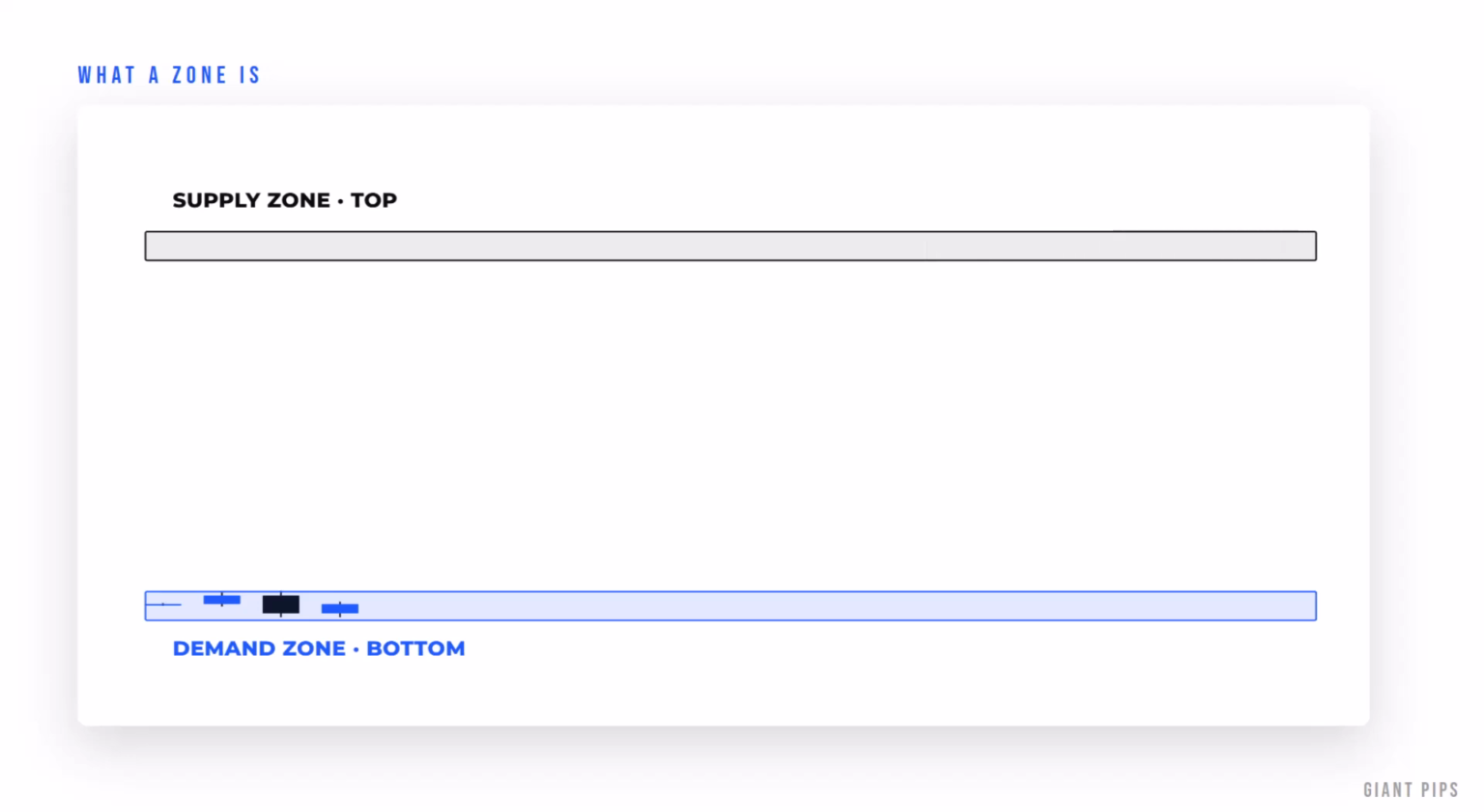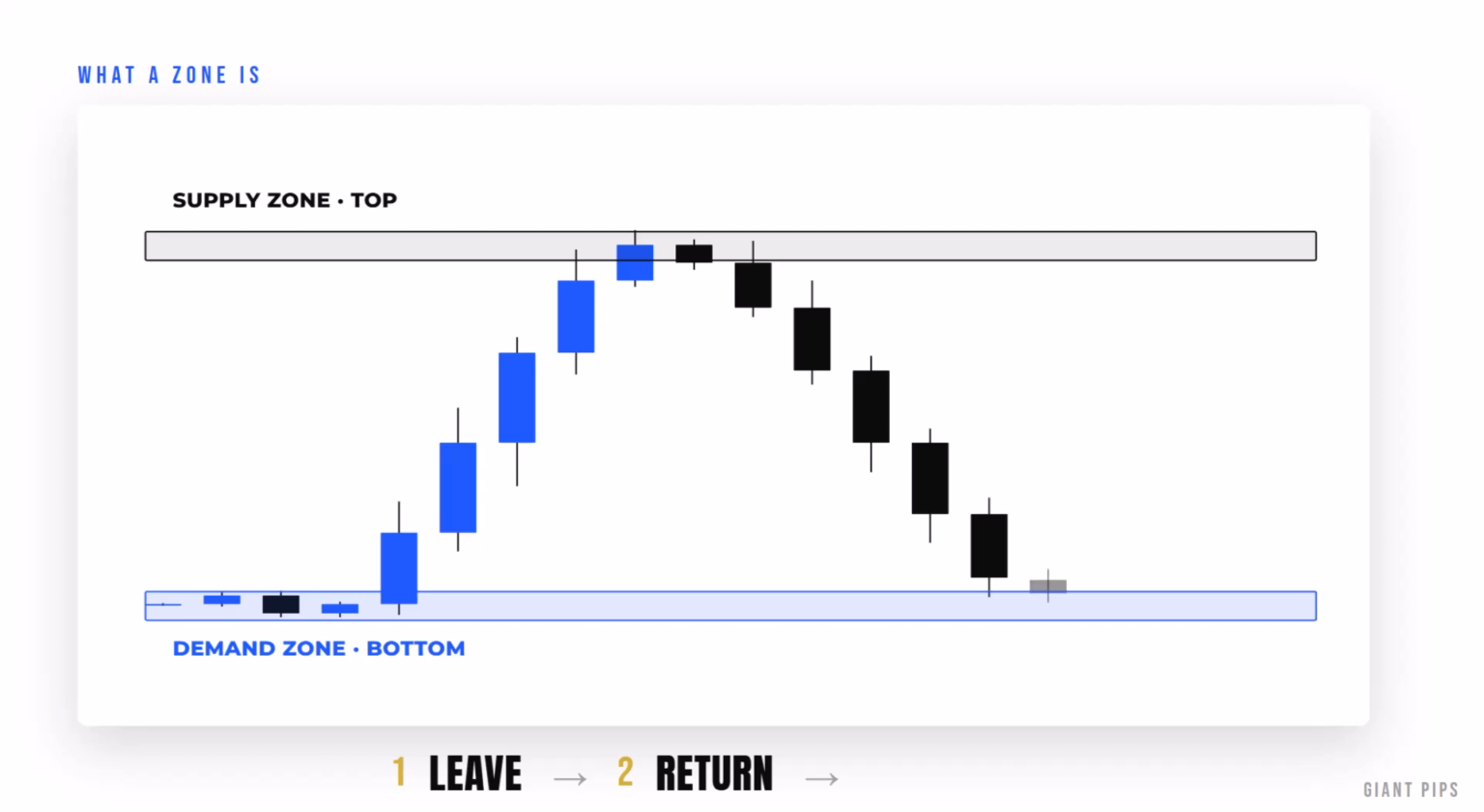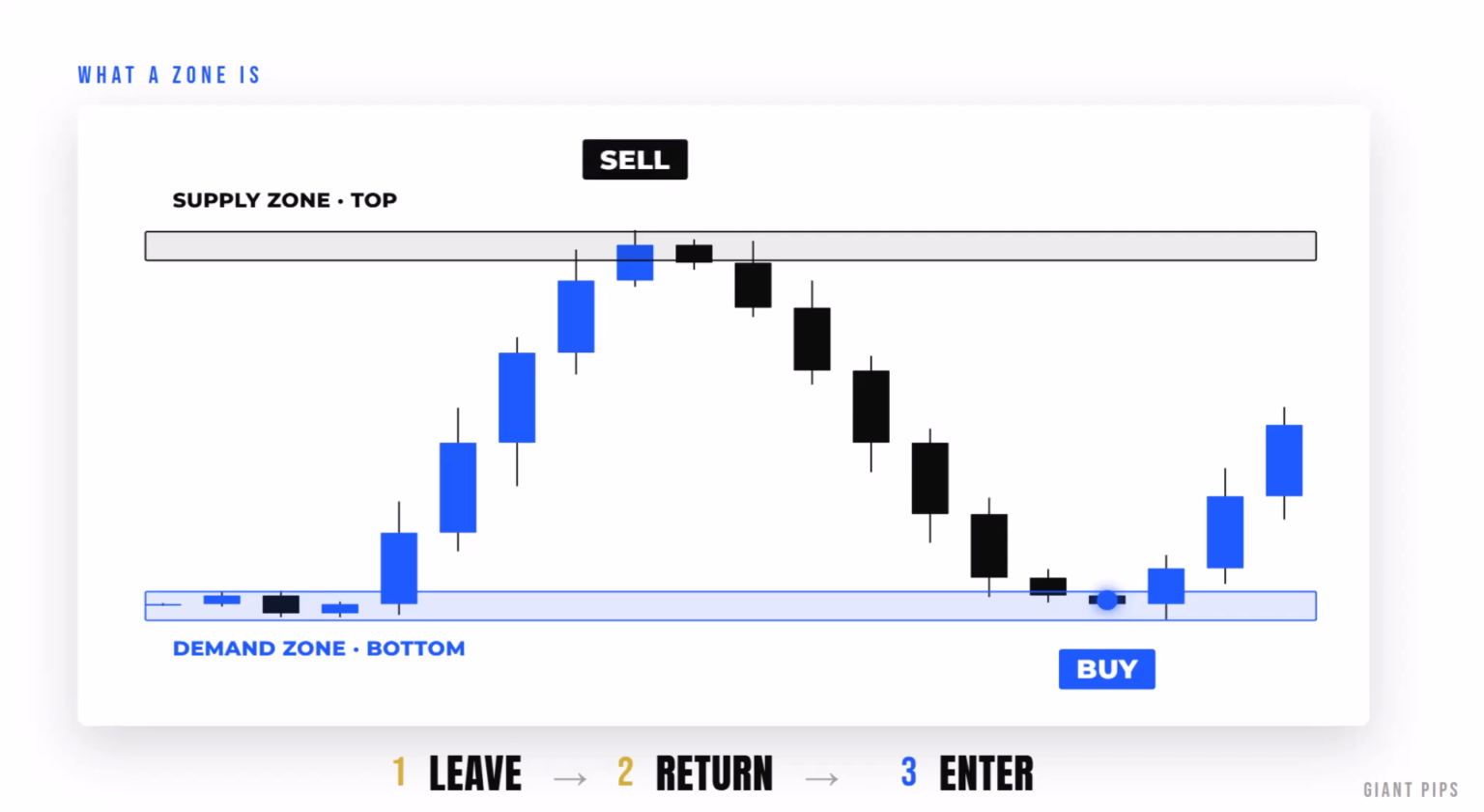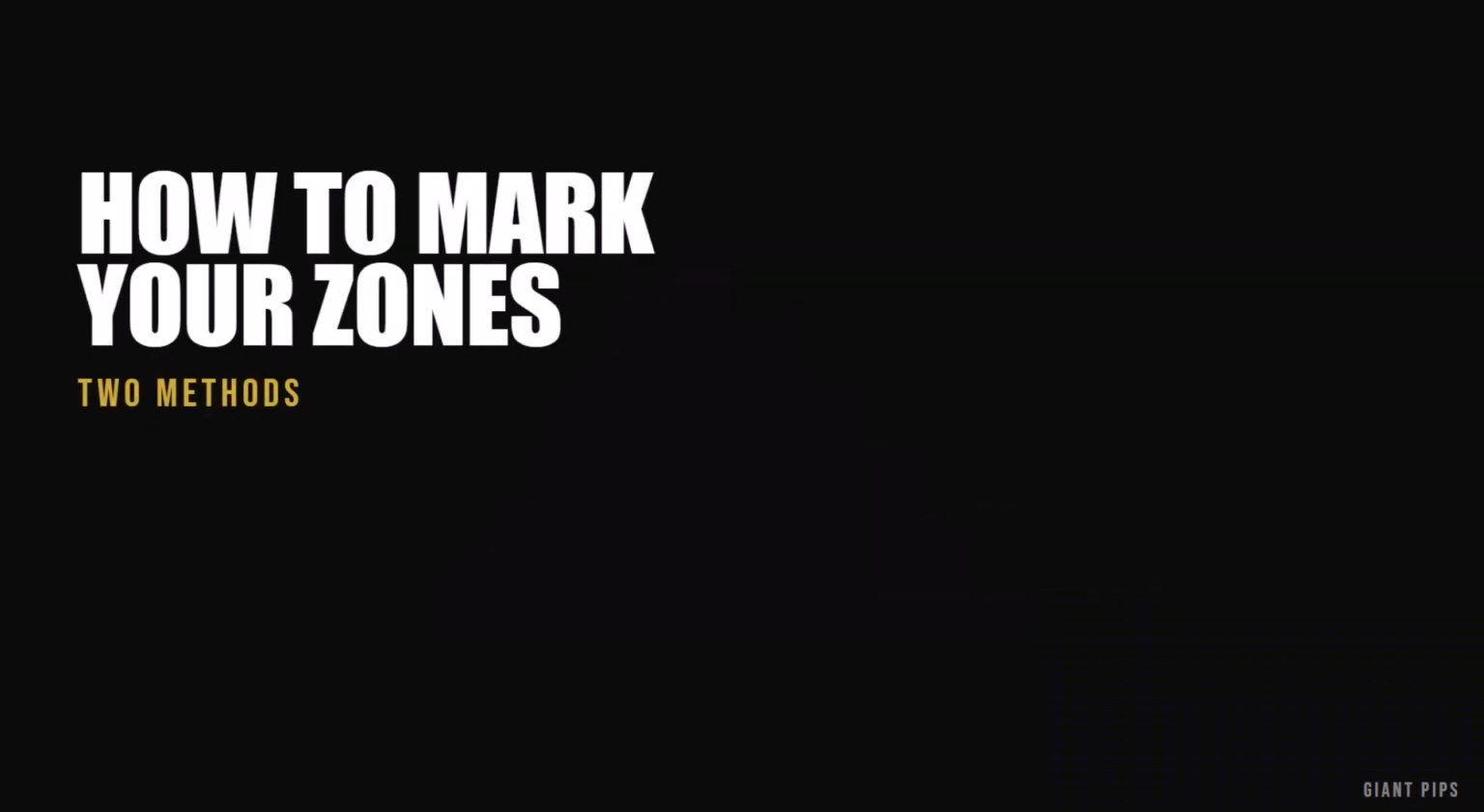And what we want is dead simple. We want price to leave the zone, go off and do its thing, and then come back. When it comes back into a demand zone, we've got a well-priced level to buy from. When it comes back into a supply zone, we've got a well-priced level to sell from. That's it. How to mark your zones.